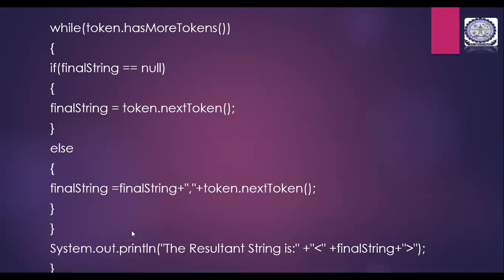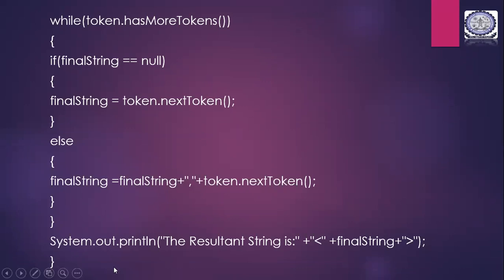Okay, so we have asked for the finalString, so we are giving a comma here. The finalString will take the entire string length. Okay, it will give a comma here, and the next token will also be considered. Fine. So then we display the resultant string. I have told you whatever you want to display in Java, you're going to append it with a plus here. So there is a plus here.